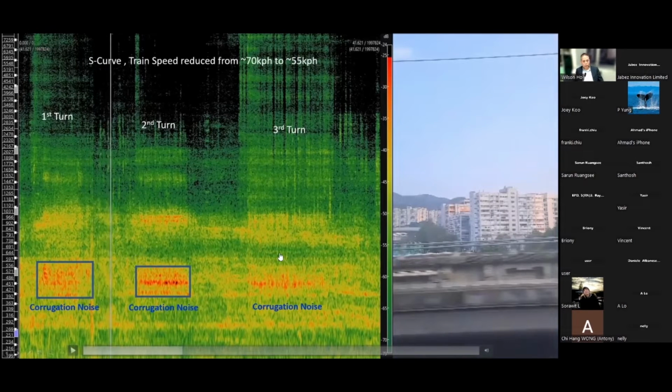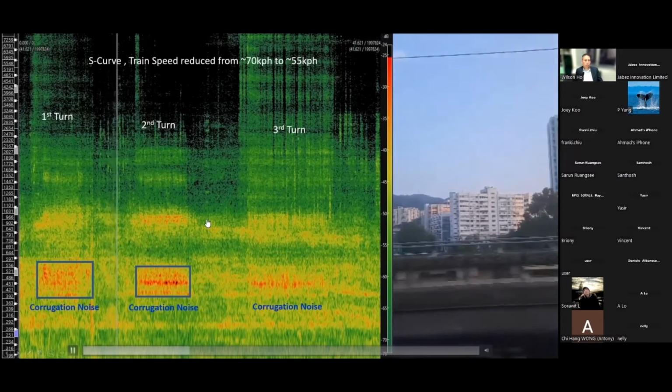Before we carry on, let us look at this graph. It is called a spectrogram. The color represents the noise level. Red color is high noise level, so this is the location of high noise level. Green color is lower noise level. This axis is the time domain, and the y-axis is the frequency. So this is around the corrugations. This noise level is around 460 Hertz. So let's carry on to here.